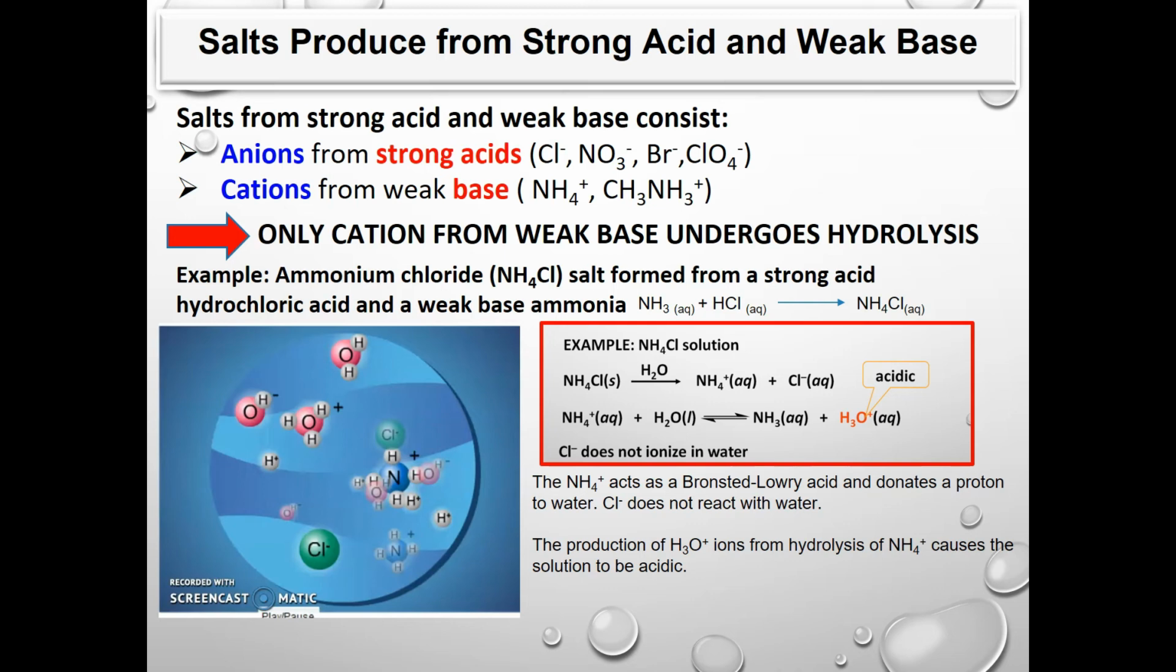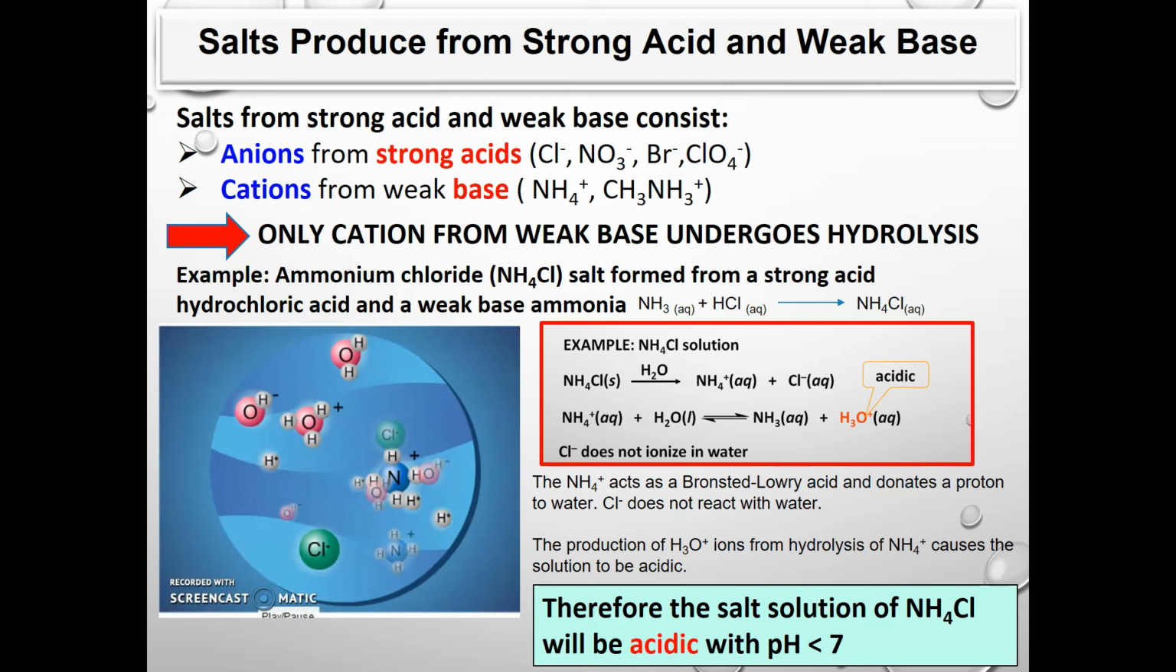The production of hydronium ions from hydrolysis of ammonium ions causes the solution to be acidic. Therefore, the salt solution of ammonium chloride will be acidic with pH less than 7. As a conclusion, salts produced from strong acids and weak bases will be acidic with pH less than 7.